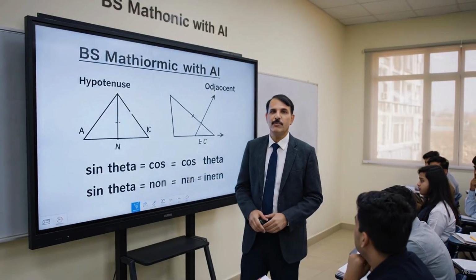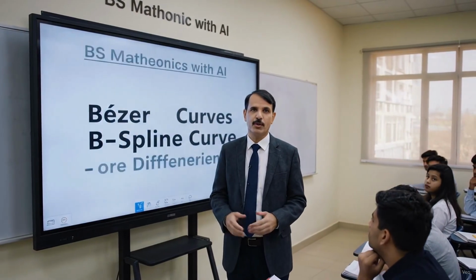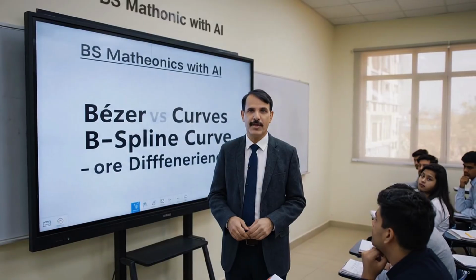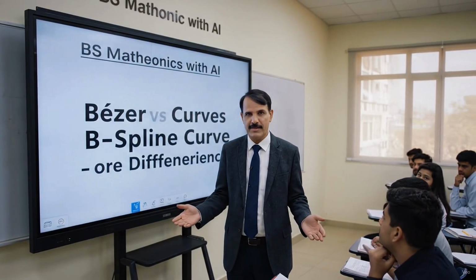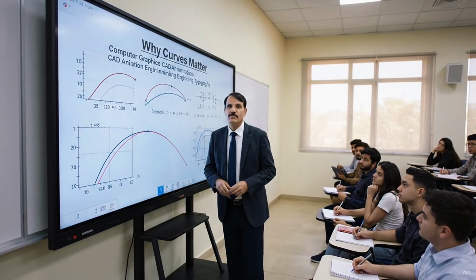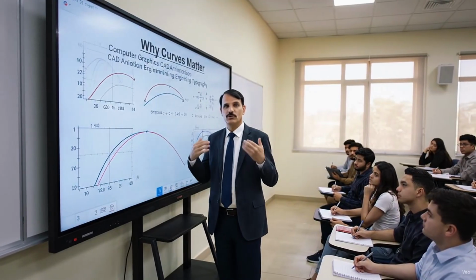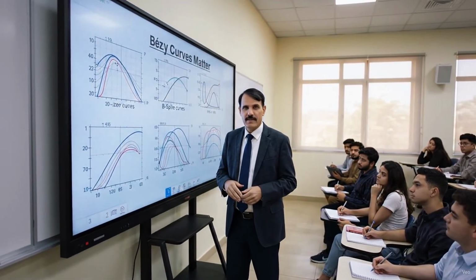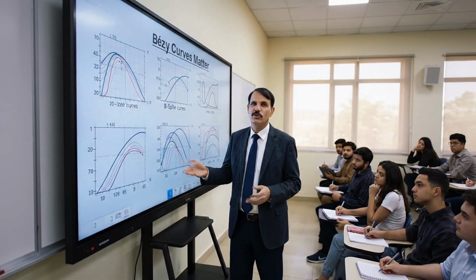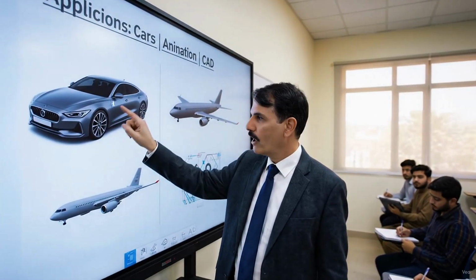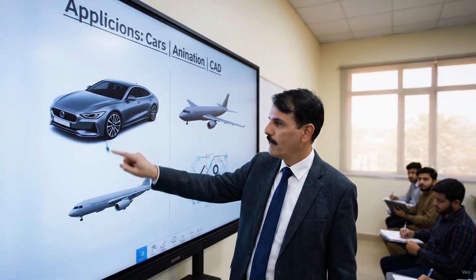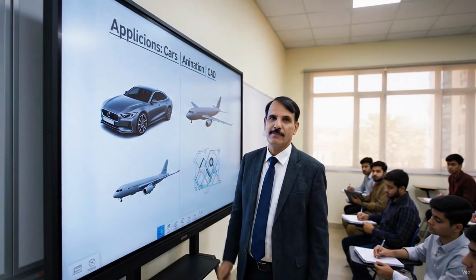Good day, everyone. Today we are going to study an important topic in computer graphics, geometric modeling, animation, CAD, and numerical mathematics. Both Bezier curves and B-spline curves are mathematical tools used to represent smooth curves. They allow us to create shapes that are difficult. You can find these curves in computer-aided design, automobile bodies, aircraft design, animation, fonts, logos, and many other applications.